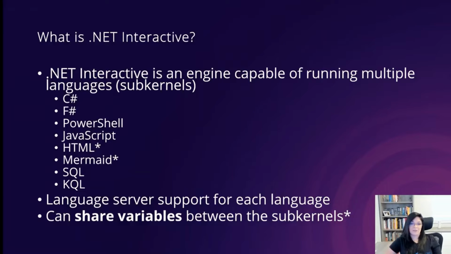.NET Interactive has full language server support for each of these languages. Now, I don't even think that that's the coolest part about .NET Interactive. In .NET Interactive, you can actually share variables between the subkernels. Now, there is a small asterisk here. We don't support sharing between and out of HTML and Mermaid. However, the other languages listed do support variable sharing.